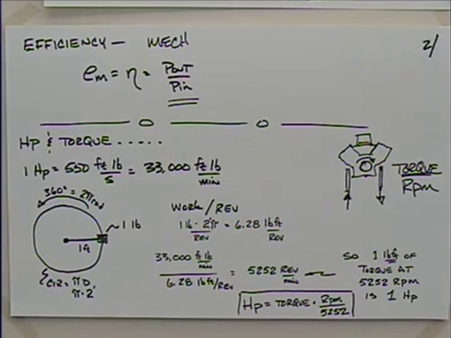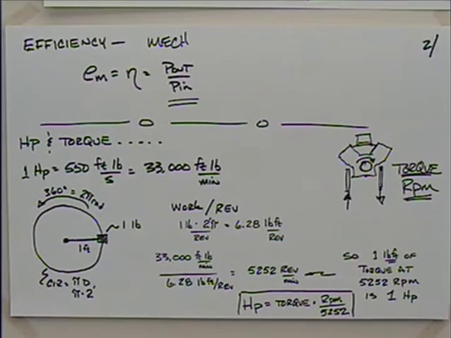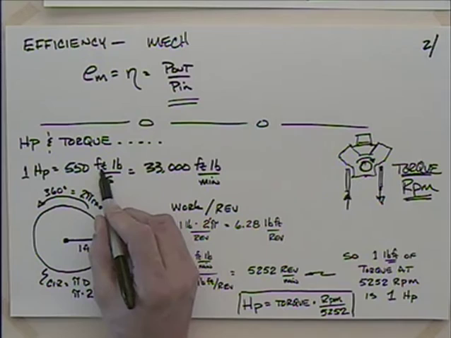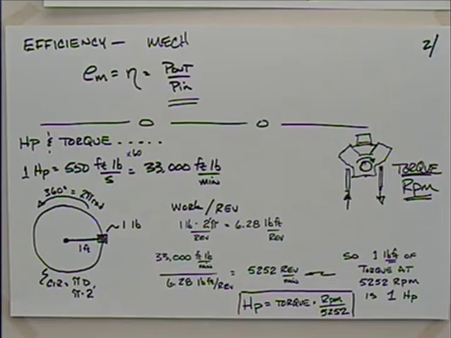So what do we do with that torque and RPM? Well, if we go back and look at the definition that we saw of horsepower, where one horsepower was equal to 550 foot-pounds per second, that was just from an accounting of that. 550 foot-pounds per second is equal to a horsepower. If I change this from foot-pounds per second to foot-pounds per minute, I'm just going to multiply this 550 by 60, and I come up with 33,000 foot-pounds per minute.